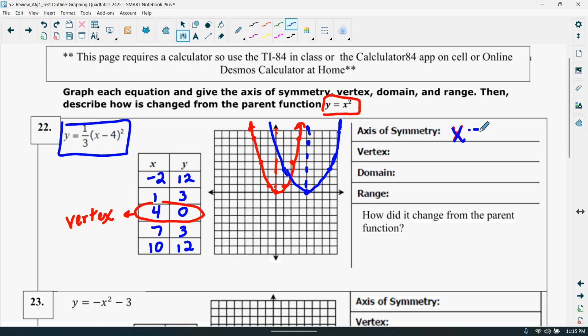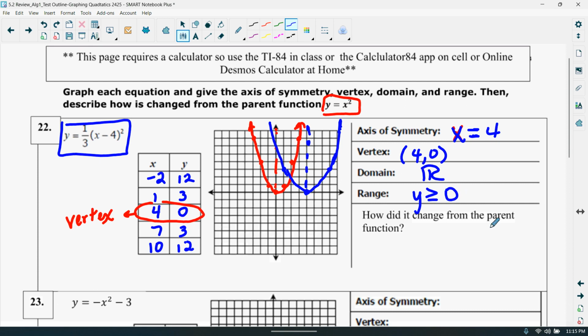That's the one. X equals 4. And then our vertex was the (4, 0). Domain is all real numbers. Our range here is, y is opening up, so it's greater than or equal to 0.